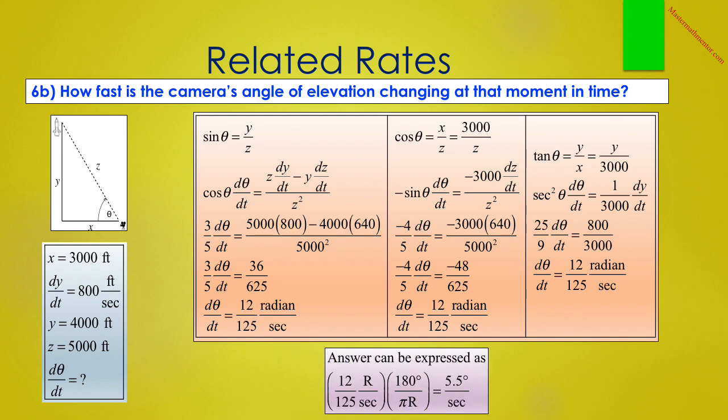Finally, so your answer makes more sense, you can change it to degrees. So we take 12/125 radians per second and multiply it by 180 degrees over pi radians, and that means that the angle of elevation is changing at 5.5 degrees per second.